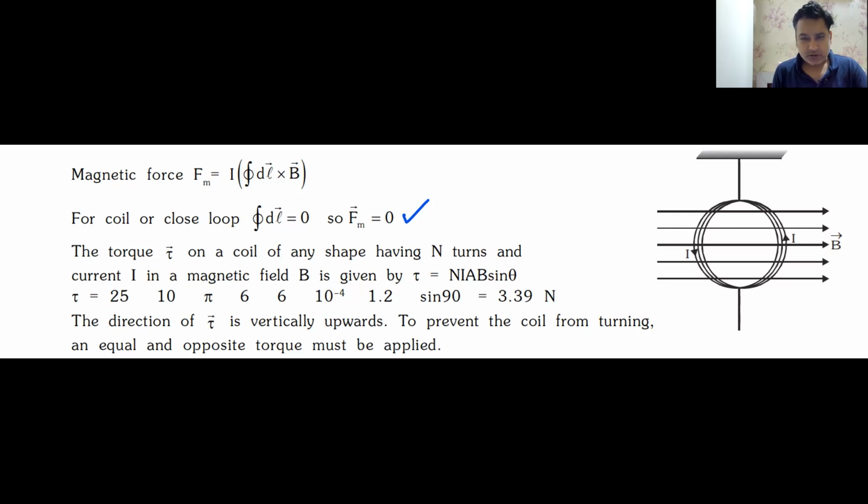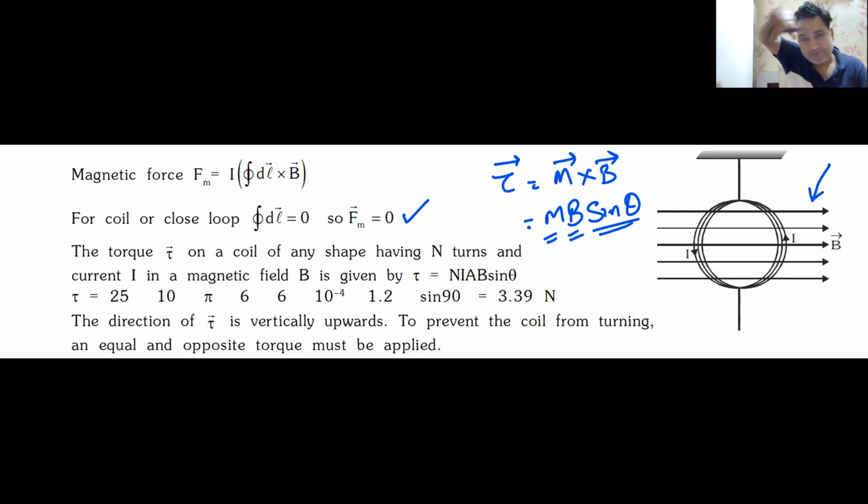Now to find out torque, just remember that torque vector is m vector cross b vector. If I just want to find out the magnitude, it would be m into b into sine theta. Yes or no? And here, what is the angle between m vector and b vector? Remember, b vector is horizontal, and if you look at the direction of current, the m vector would be going into the plane of the board. Yes or no? So the angle is simply 90 degrees. The value of m is I into a square. B is given.